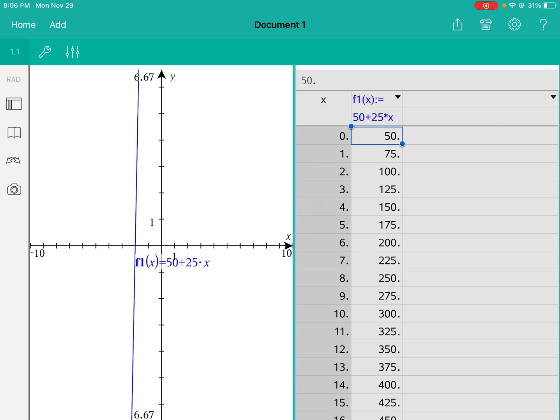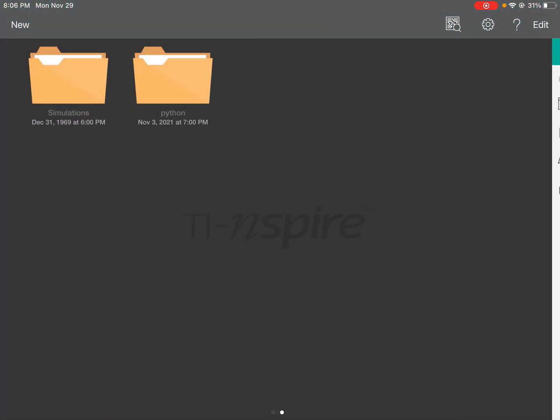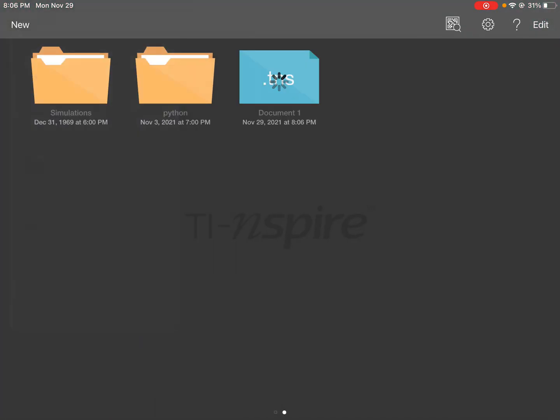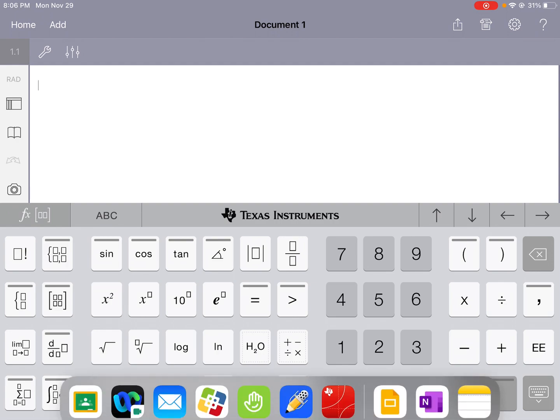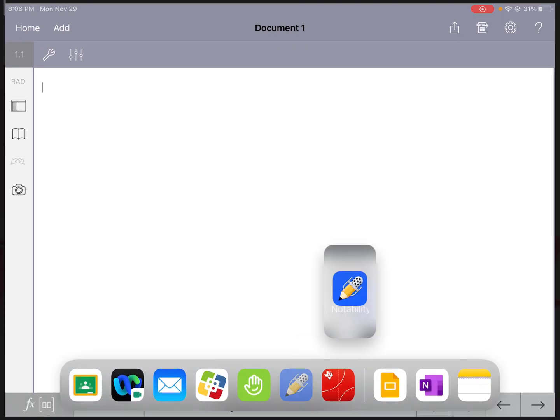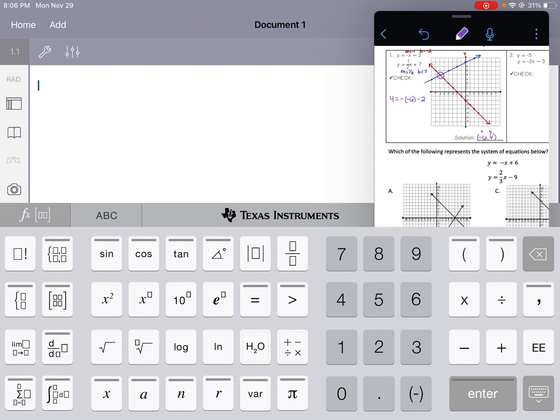So I'm at my calculator. I'm going to go home. No, I don't want to save. New calculator this time. Okay. Let me put my notes on top so we can see.